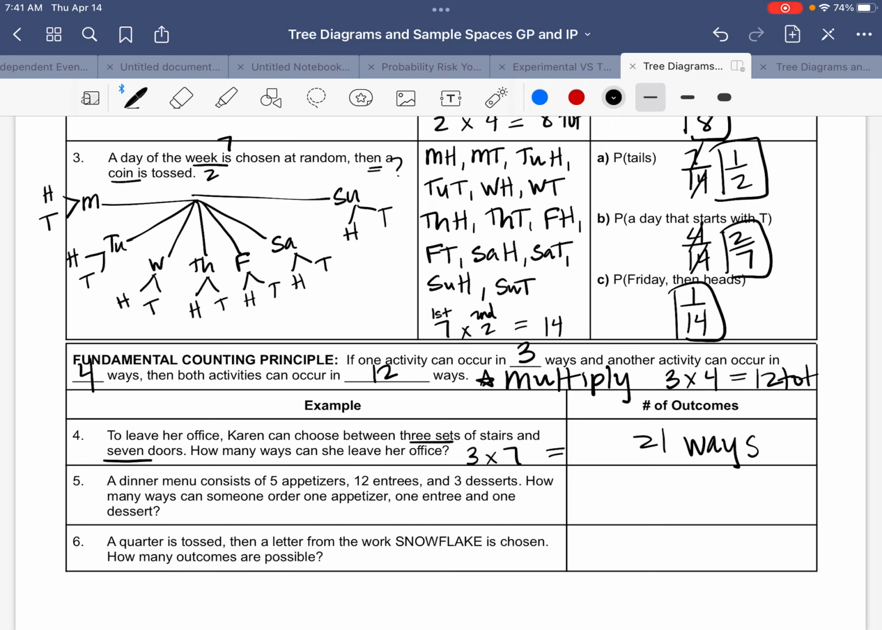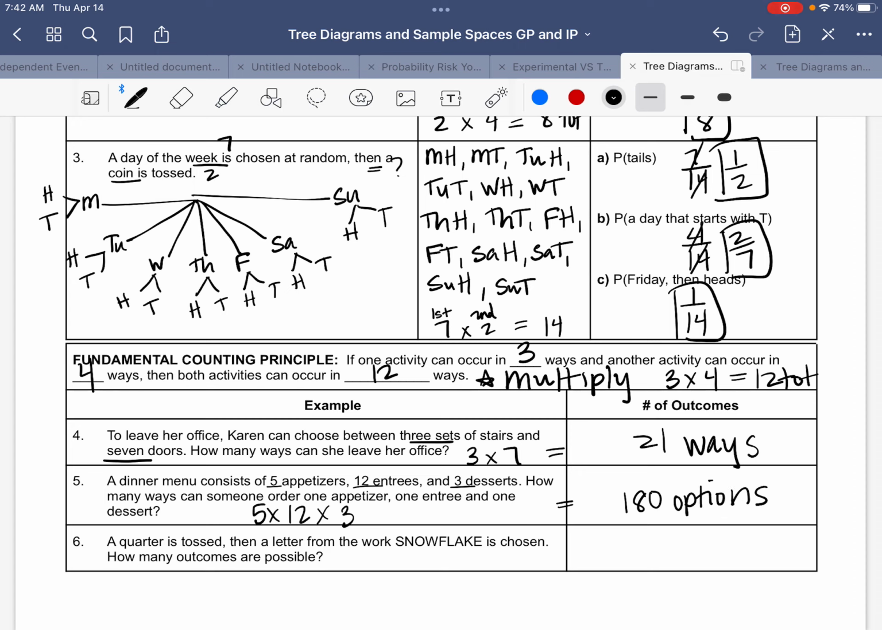A dinner menu consists of 5 appetizers, 12 entrees, and 3 desserts. How many ways can someone order 1 appetizer, 1 entree, and 1 dessert? So all we need to do here to find our total possible outcomes is multiply our 5 by our 12 and our 3 desserts. 5 times 12 is 60, and 60 times 3 is 180 options.